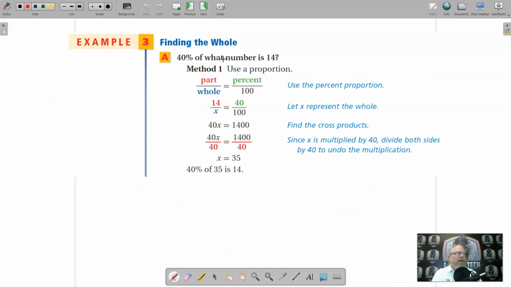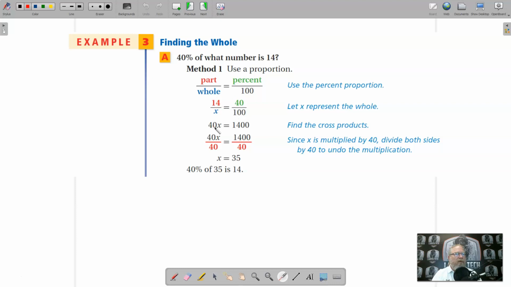Finding the whole. So we've had the missing part. We've had the missing percent. Now, what if it is the whole that is missing? So 40% of what number is 14? Here we're going to use a proportion. So part is to whole as percent is to 100. We're missing the whole, so that's going to be down here in the position of the denominator on the left. 14 is the part, and our percentage is 100.